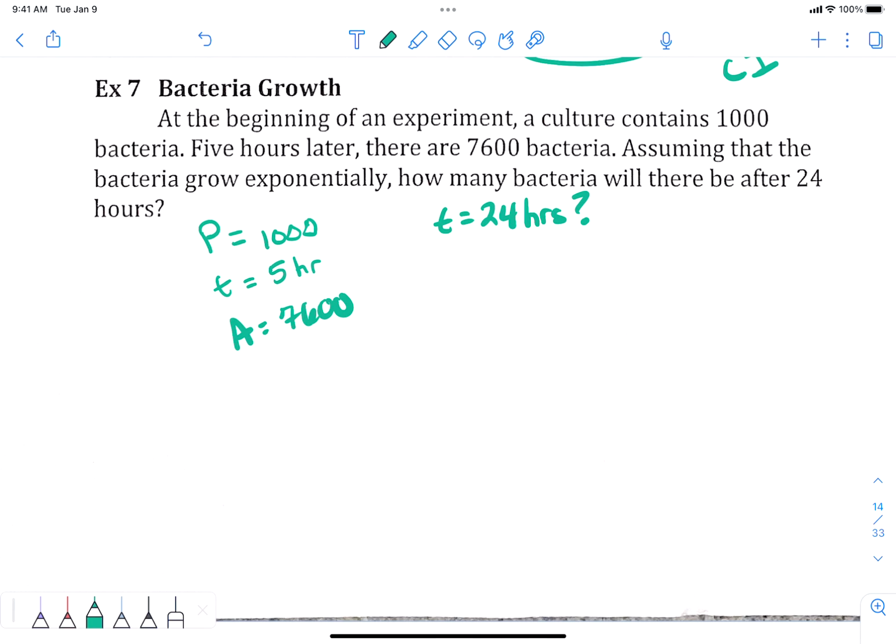Okay. After amount is 7,600 equals 1,000 is our principal. After 5 hours, it's doing something. Okay. So we've got something going on here, right? That's what we don't know. Really, it's kind of like 1 plus x, but I'm just going to leave it as x in here for right now. Okay, we don't know what that growth rate is.